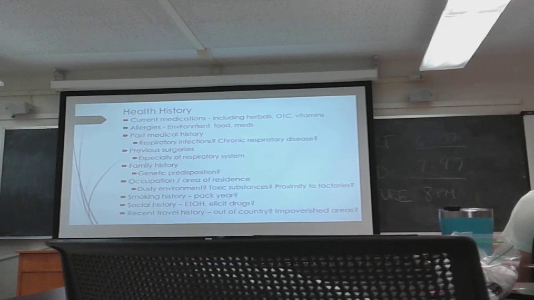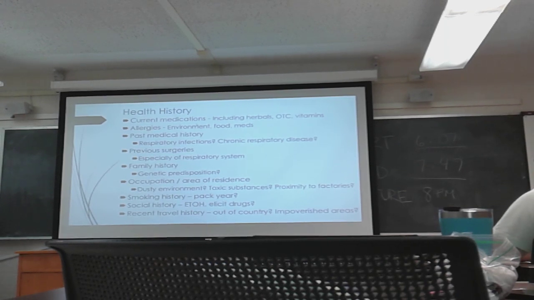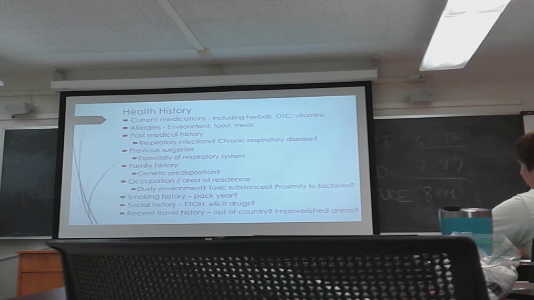Family history of things, because there might be a genetic predisposition to some disease processes. Sometimes family history and occupation and area of residence are very similar, because with the area of residence, you were there with your family, probably, especially your immediate family. So was it a family history, or was it truly a product of the environment?